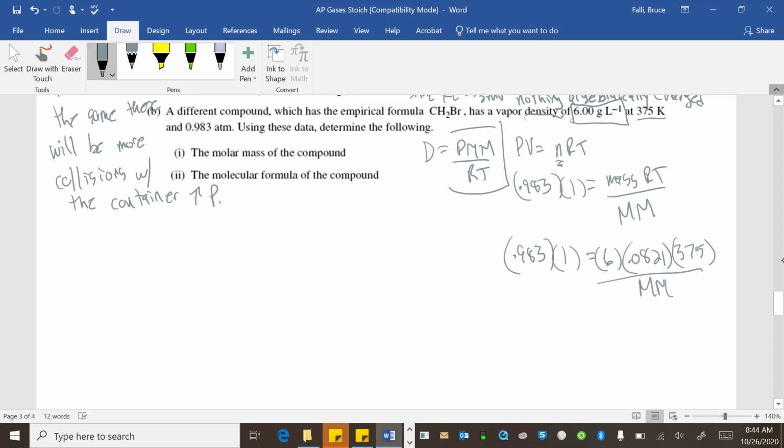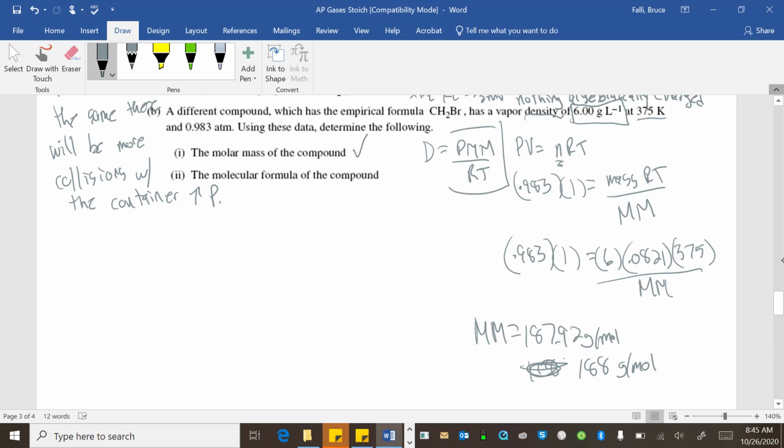So 6 times 0.0821 times 375 divided by 0.983. Ooh, that can't be right. The one I got before was less than 1. So my molar mass is 187.92 grams per mole. If I were to sig fig that, I'd call it 188 grams per mole. So that's the molar mass.